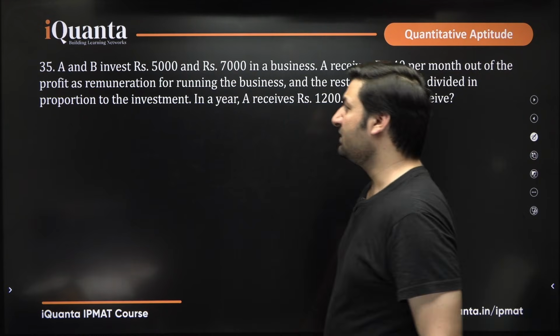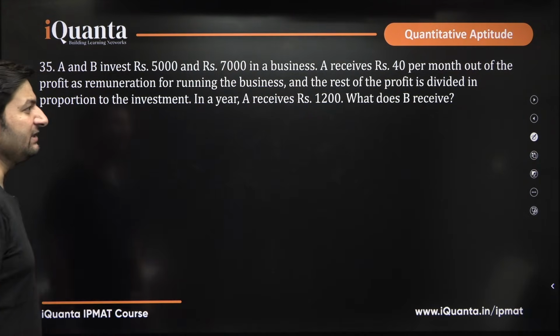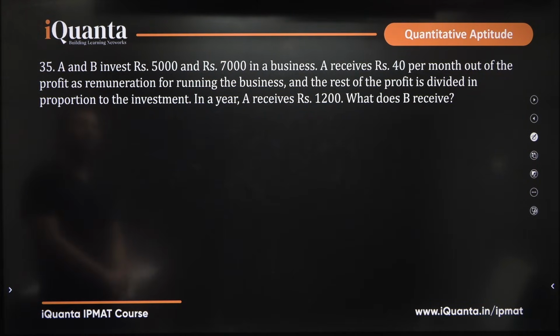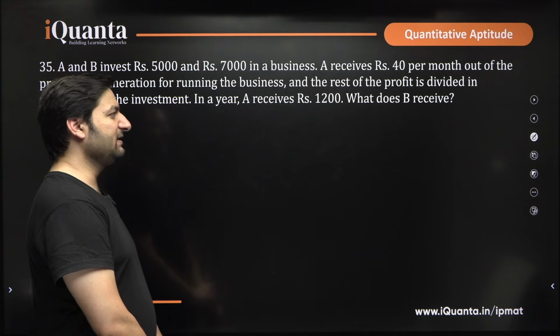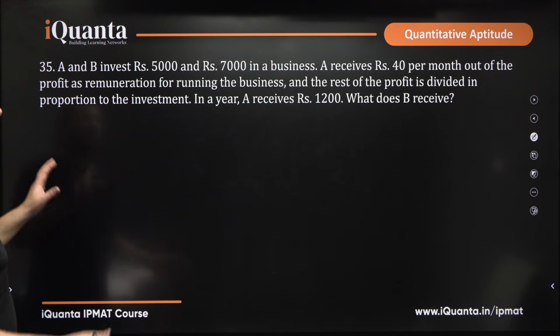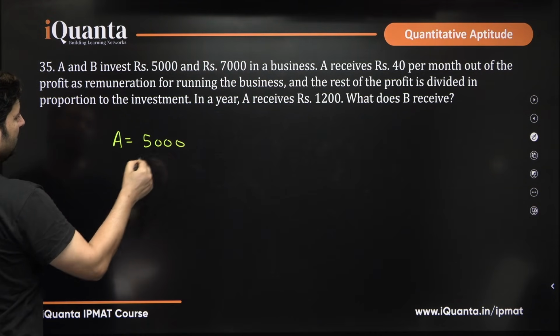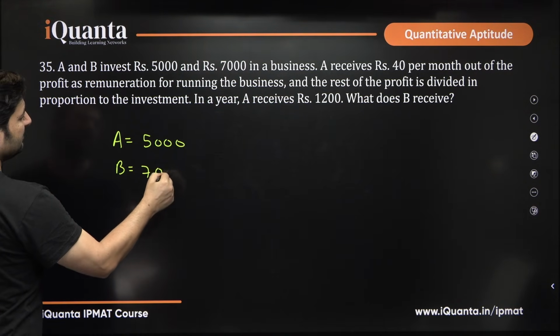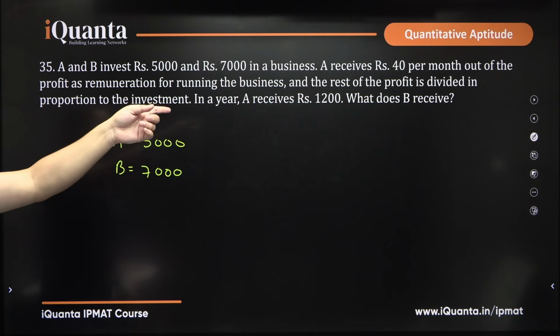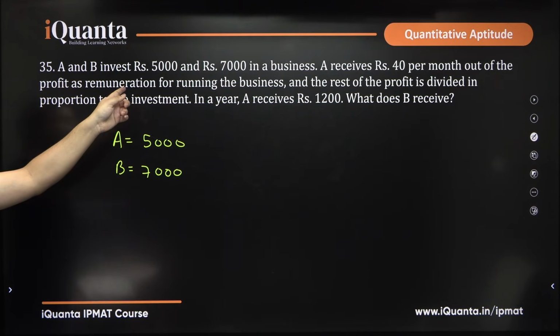A and B invest rupees 5,000 and 7,000 in a business. A receives rupees 40 per month out of the profit as remuneration for running the business, and the rest of the profit is divided in proportion to the investment. In a year, A receives 1200. What does B receive? See, A has invested 5,000, B has invested 7,000. A is receiving 40 per month out of the profit as remuneration.